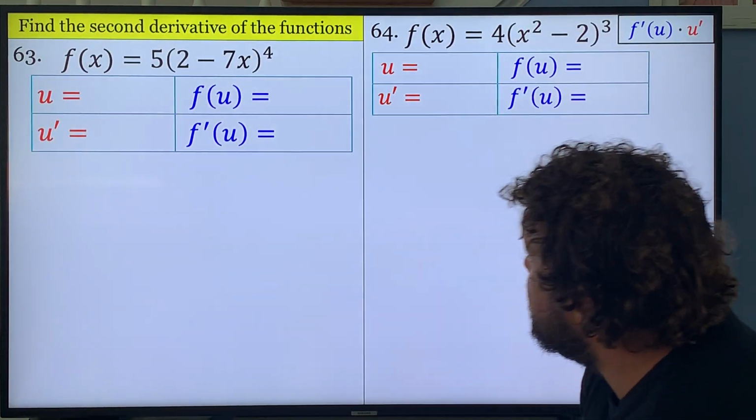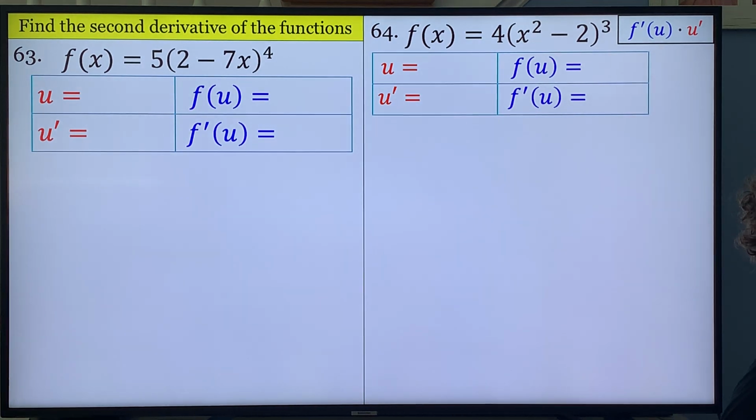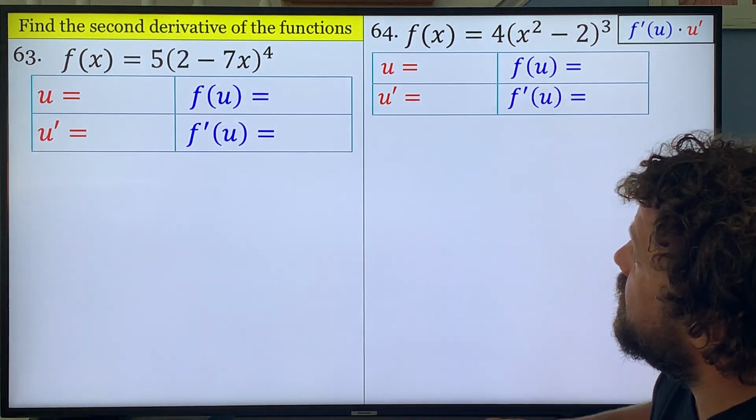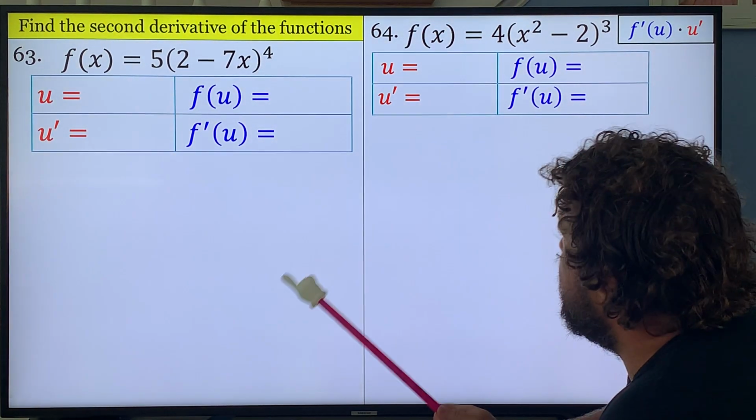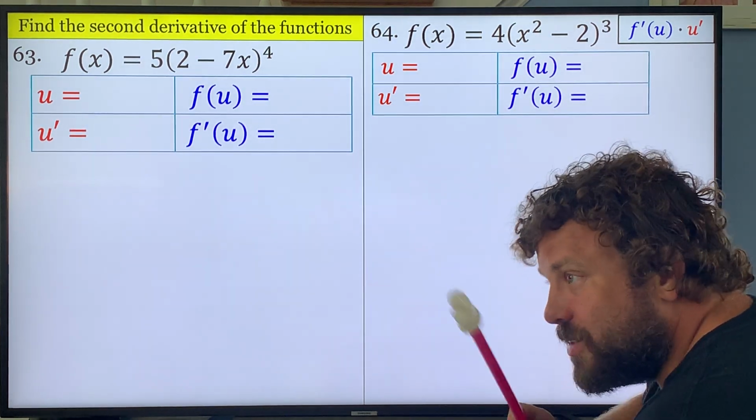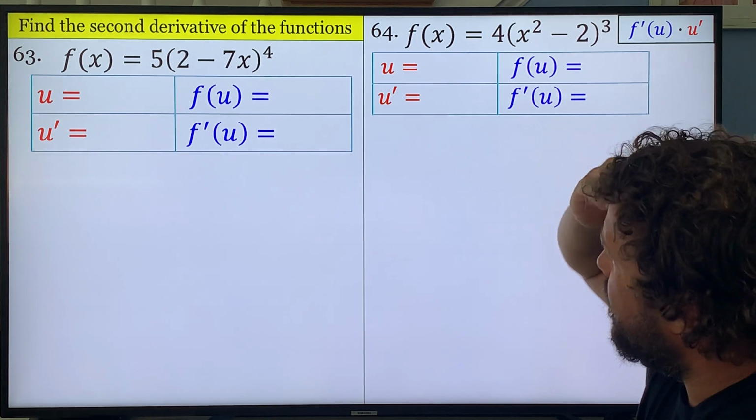Ready to do fun ones? Second derivative. So we're going to go back. These aren't too bad. If they were bad, I wouldn't be able to fit 2 on a page. So use the chain rule to find the second derivative of these two functions. Ah, you didn't think I was going to do that, did you? So do it the normal way.